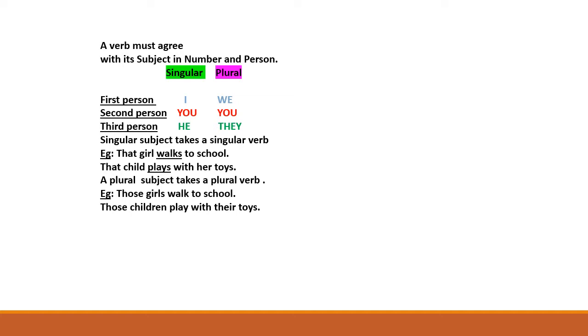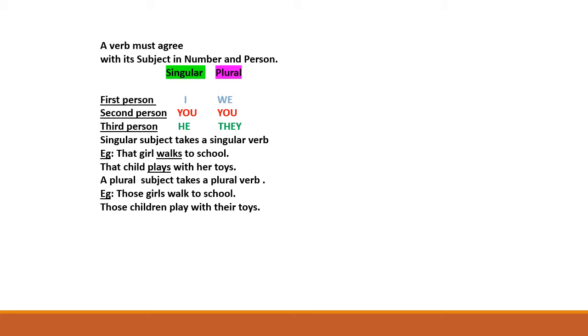Look at the slide. Let's read what's written. A verb must agree with its subject in number and person. Singular subject, here I have first person, second person, third person. Singular and plural. Now, when I say number, it is singular in number or plural in number. When I say person, it is first person, second person, third person.